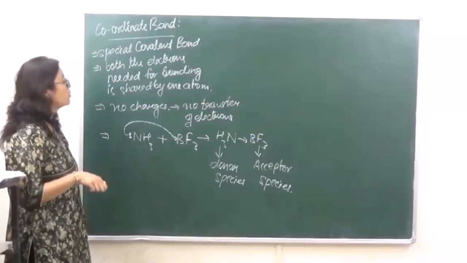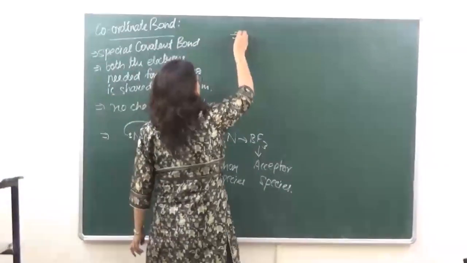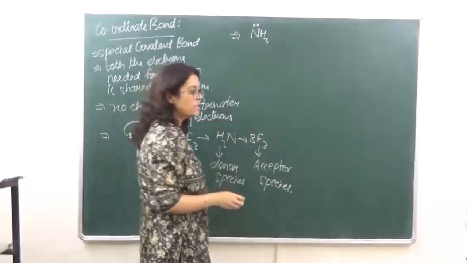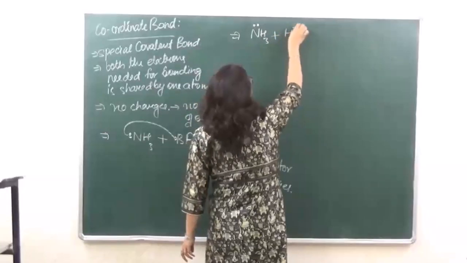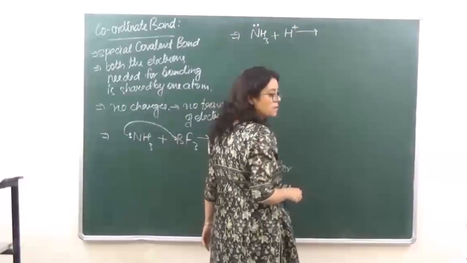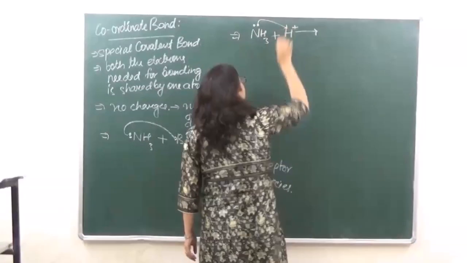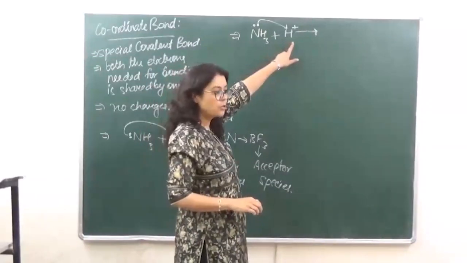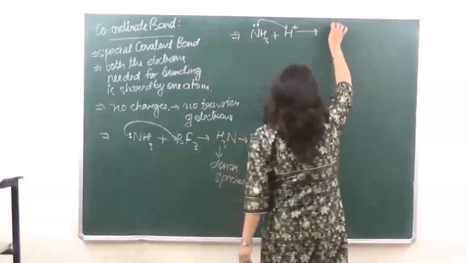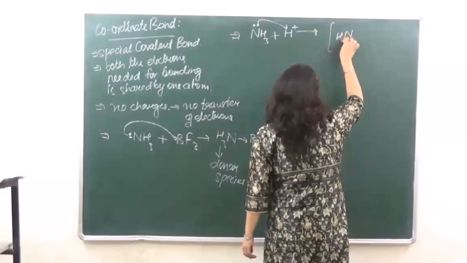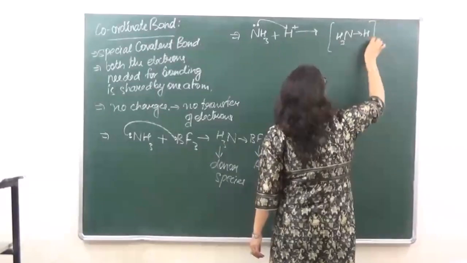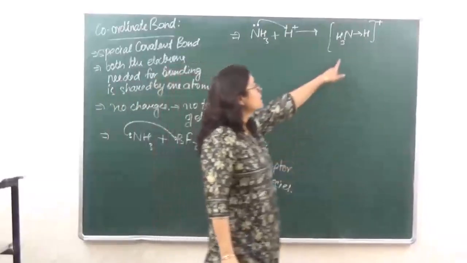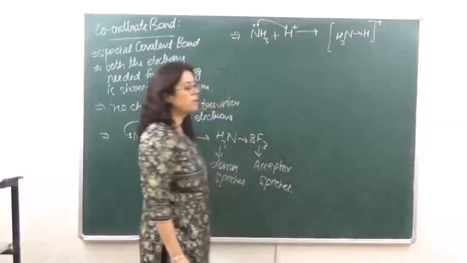Another example which we can take over here is that of the ammonium ion. NH3, nitrogen has a lone pair of electrons, plus H positive. These lone pair of electrons are given by NH3, or shared by NH3, to fill in the gap of the positive charge over here. So as a result, what we are going to get? NH4 positive ion, where the shared pair of electrons is shown in this manner. So this is what a coordinate bond is.